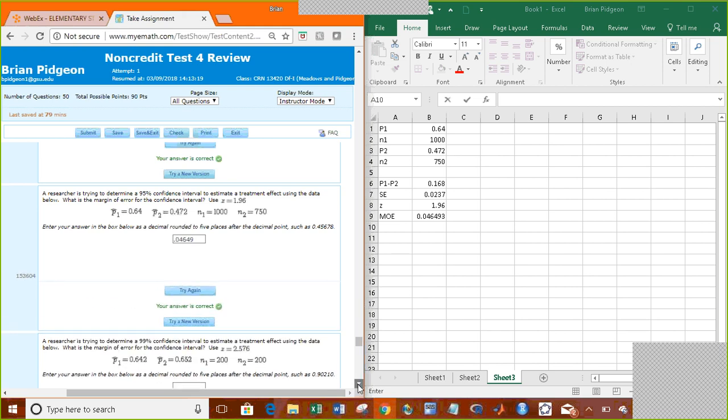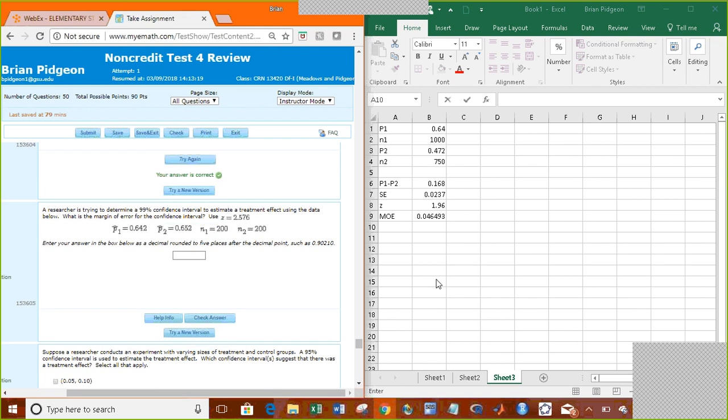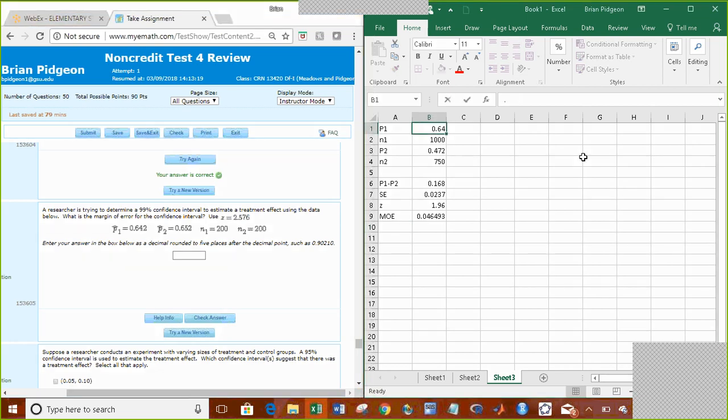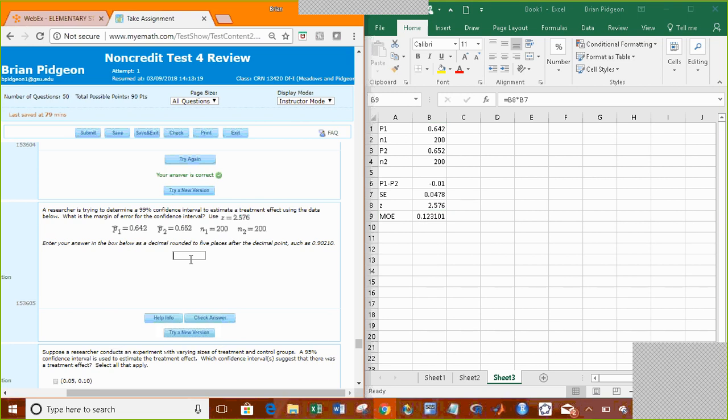Yes. Okay. Now this next one, we're going to do the same thing. I've already typed everything separately, and just to show you what the answer is, P1 is 0.642, N1 is 200, P2 is 0.652, and I've got to change that to 0.6, and then 200. So our estimated difference is negative 0.01. Z is now 2.576. So our margin of error is 0.12310.